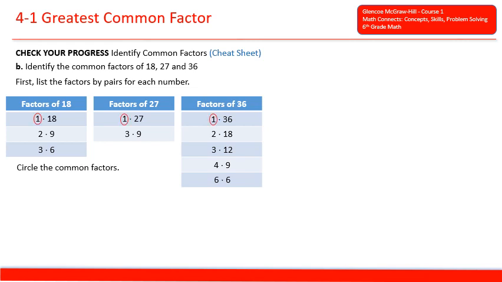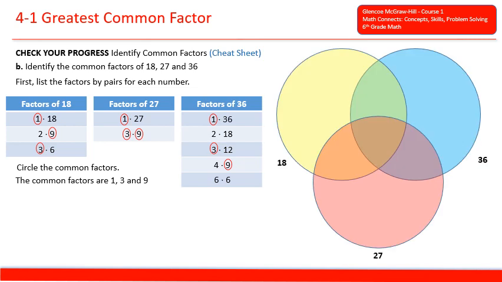Let's circle the common factors. So 1 is common to all of them, 3 is common to all of them, and 9 is common to all. So the common factors are 1, 3, and 9. And if we have now a Venn diagram with three circles, notice there's a couple ways this overlaps. There's one in the middle where all three circles overlap. Then the pink and the blue overlap by themselves, the yellow and the pink, and the blue and the yellow. So there's actually four ways that numbers can be common to other numbers.